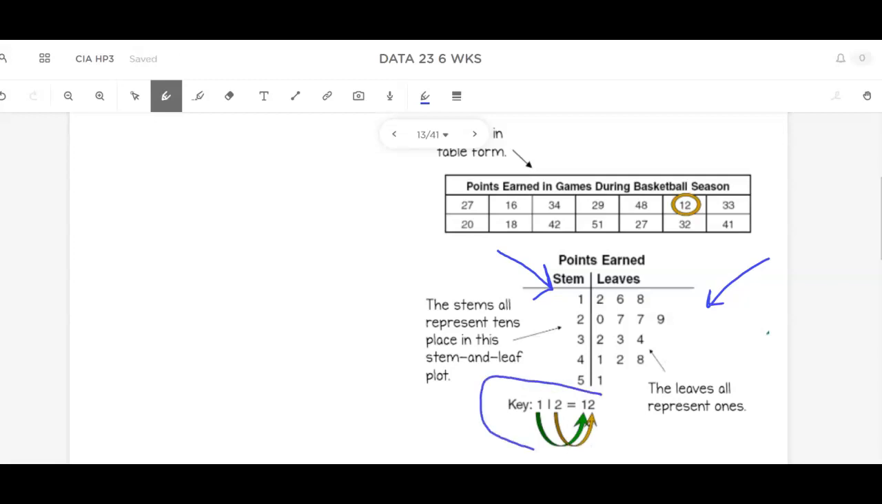There's always a key to tell you what the number is. So for the number 12, we're going to have a 1 on the left side of the line and a 2 on the right. So like this is 12, 20, 32, 41, 51. All right, let's get started on these notes.